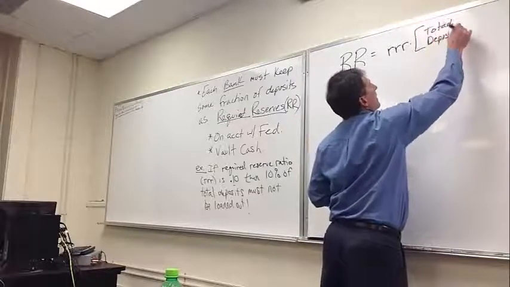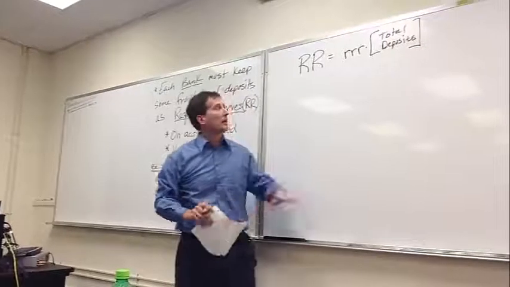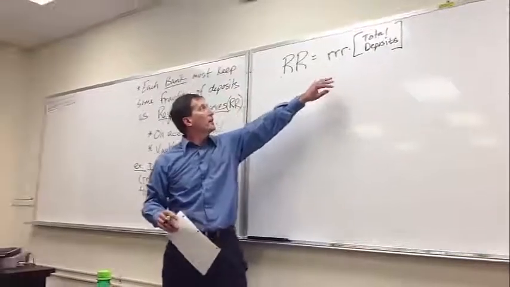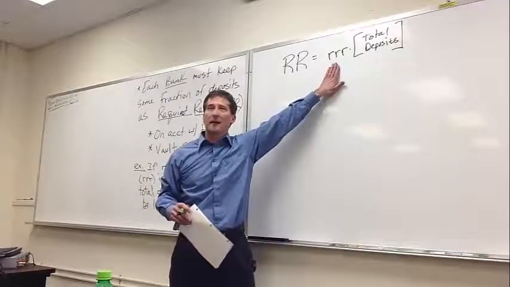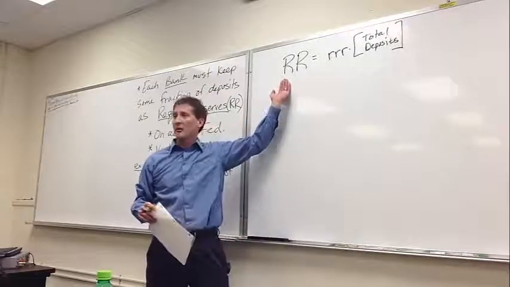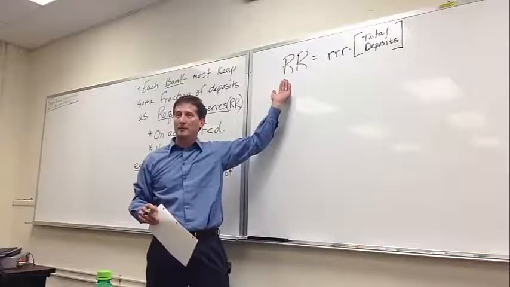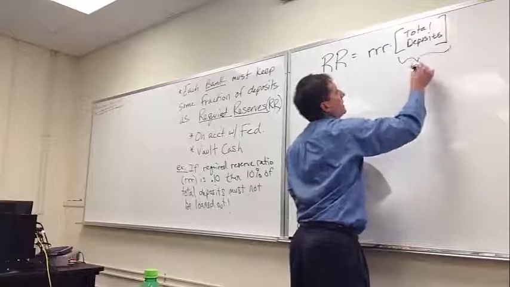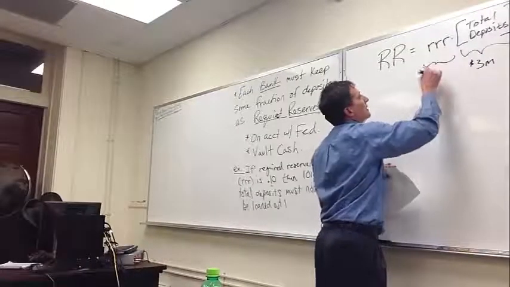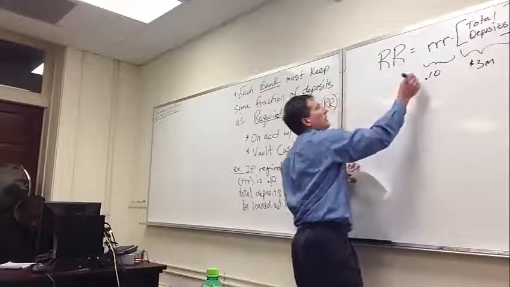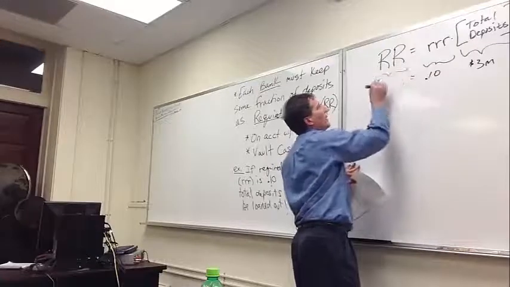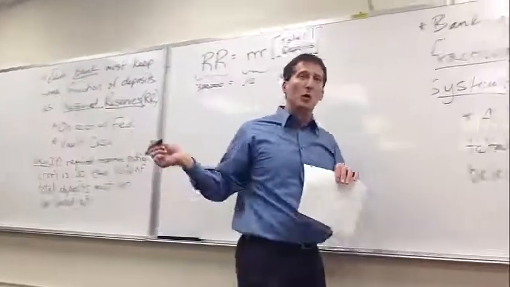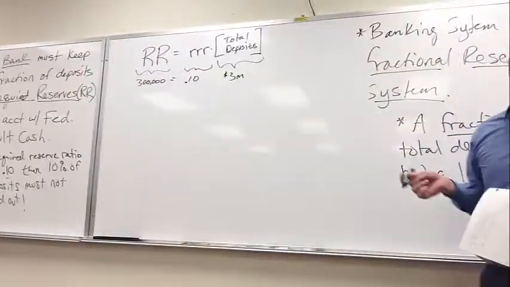Putting on some equation goggles here. I've got $3 million on account at my bank. 10% must be held back. 300,000 is the dollar amount that needs to be held back. So if this is 3 million and this is 10%, then that would mean you've got $300,000 that must take the form of vault cash or deposits at the Fed.